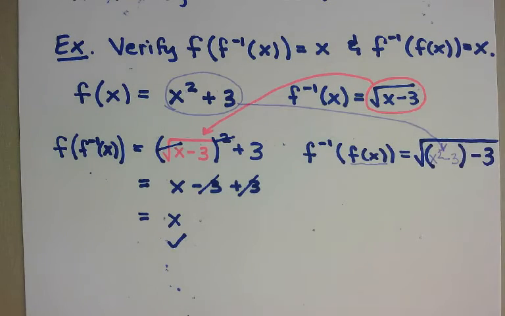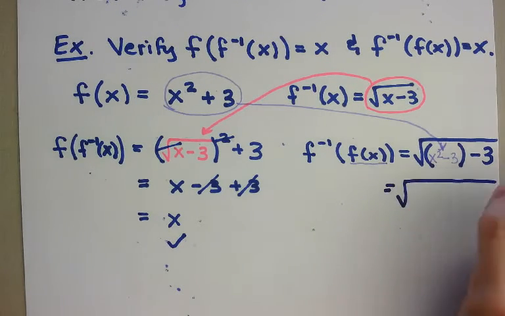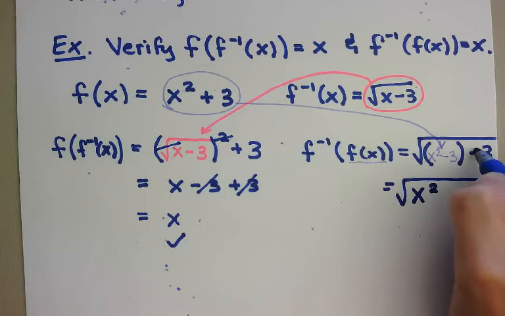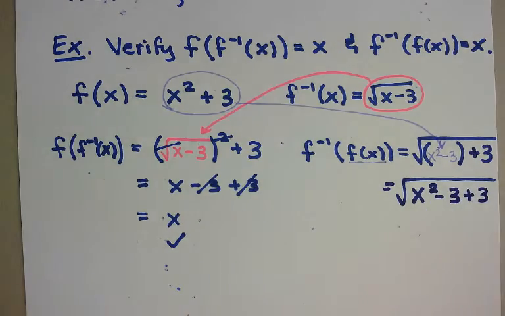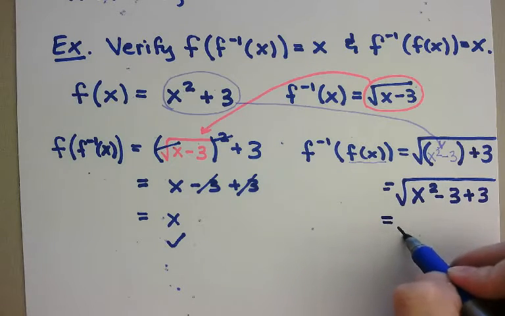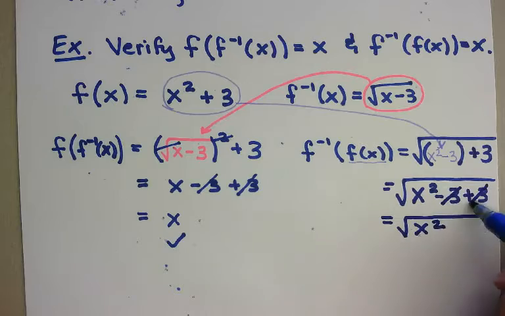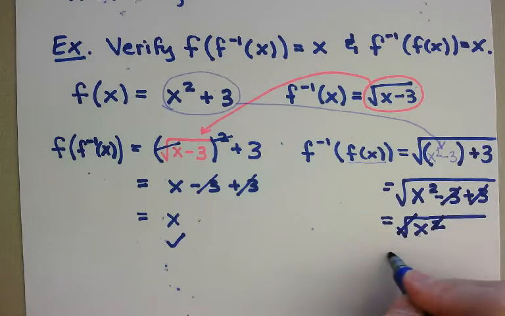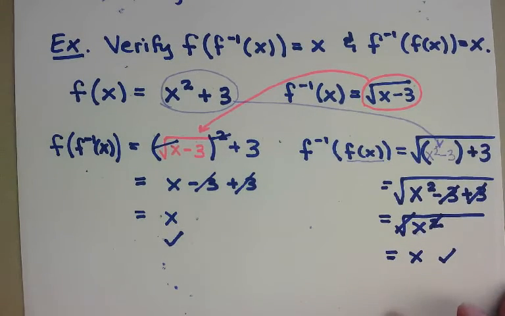Okay, so if we simplify correctly, I'm going to get the square root. There's nothing to distribute on that parenthesis, so I would get x squared, oh, I copied that down wrong, minus 3 plus 3, which I could simplify to just x squared because the 3's are opposite. And now I could simplify that the root and the square are inverses. And so then I have just an x. Okay, so I have verified that they both equal x.